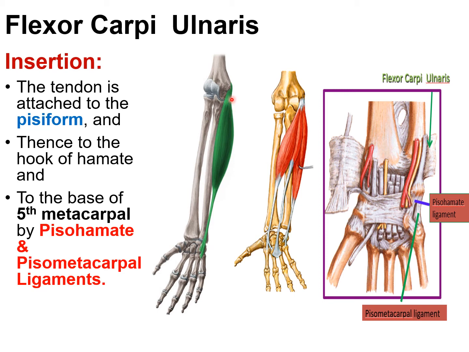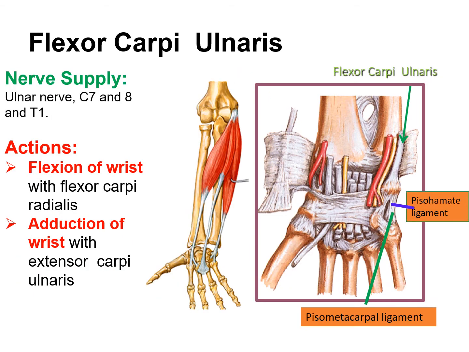So flexor carpi ulnaris from the medial epicondyle and the ulnar origin is getting inserted. The primary insertion is on the pisiform bone and thence it is getting inserted onto the hook of hamate through pisohamate ligament and to the base of fifth metacarpal by the pisometacarpal ligament. The nerve supply of flexor carpi ulnaris is through the ulnar nerve.